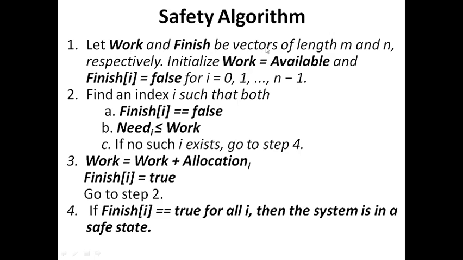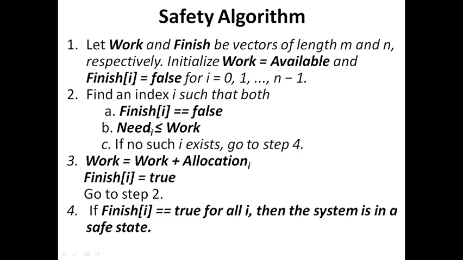So let work and finish be vectors of length m and n respectively. Initialize work equal to available. So temporarily we copy available into work. Hope you remember that available is the vector of currently available resources. Finish of i equals false, so we assume no process has been completed presently. Now find an index i such that finish of i equals false, that means it has not yet completed, and at the same time its need can be satisfied with the work. Work is nothing but available.